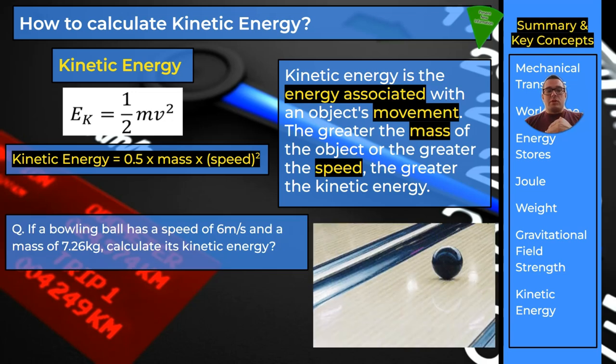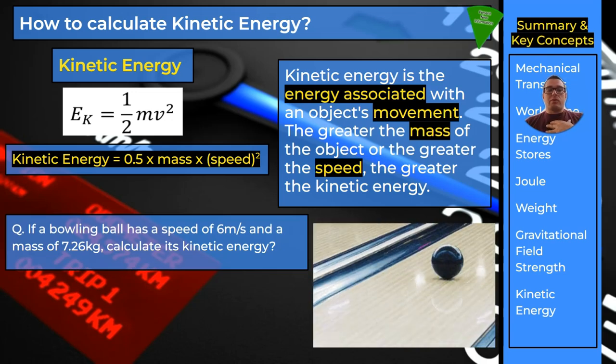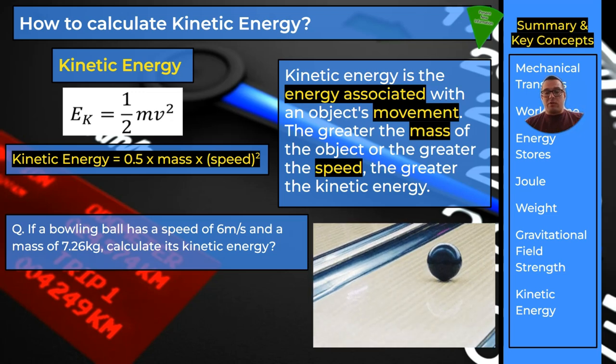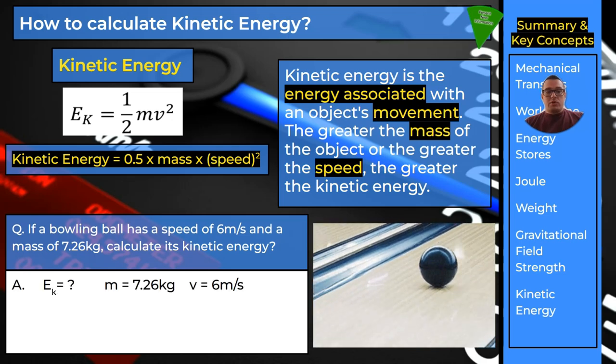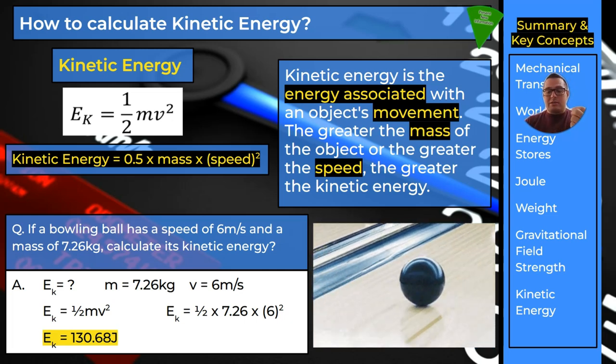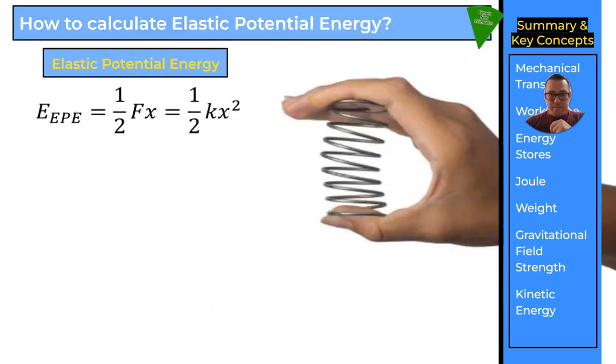So an example question that you might want to do for this is just to work out what the kinetic energy of a bowling ball would be. So feel free to pause the video at this point and have a go at that calculation. I'm going to put the answer up now. So when you write out the variables, write out the equation, put the numbers in, in this particular case you get 130.68 joules. So a nice simple calculation for kinetic energy there that you should be able to do.